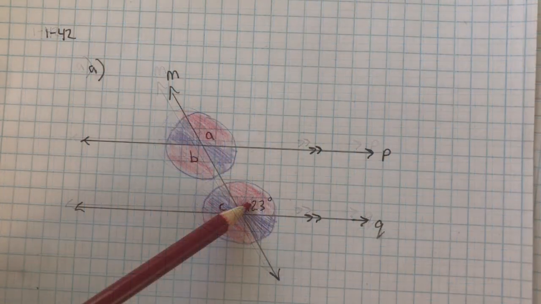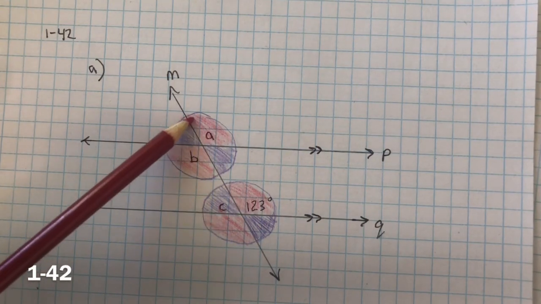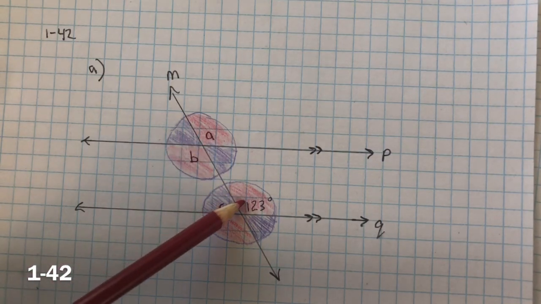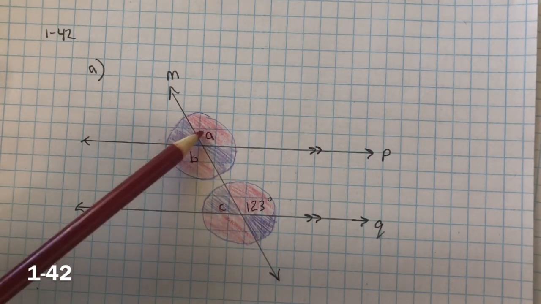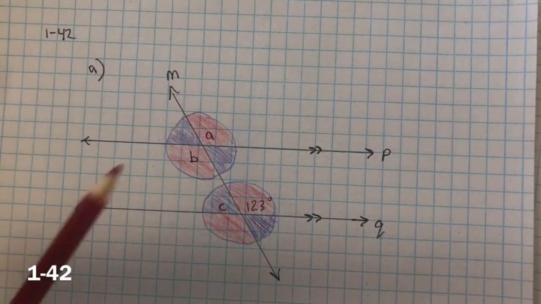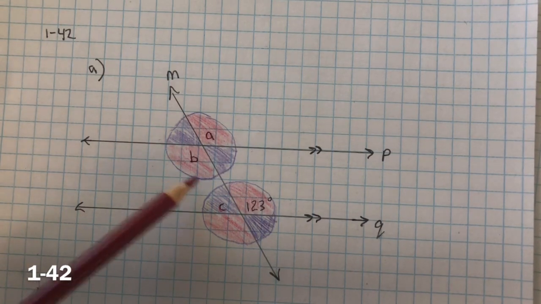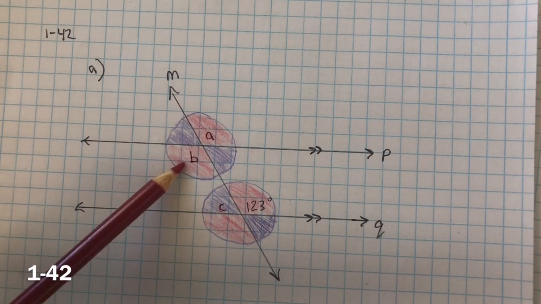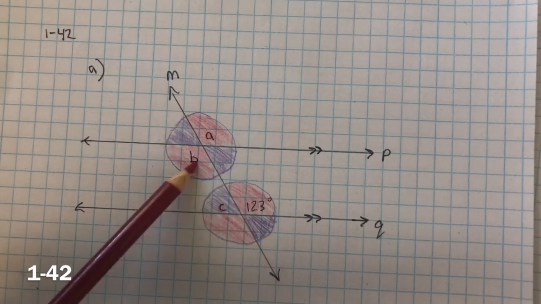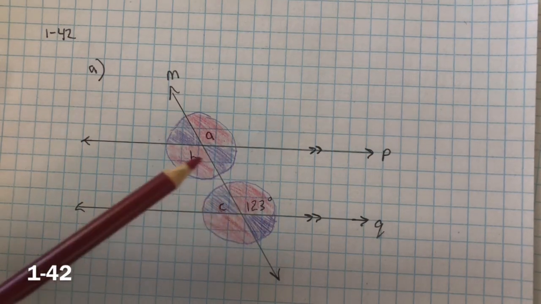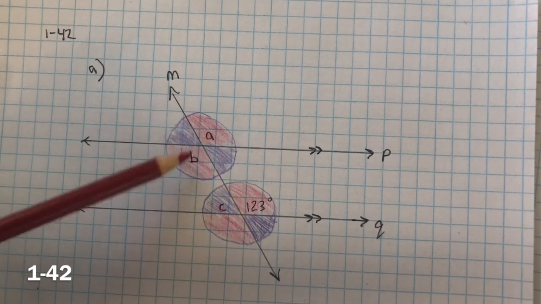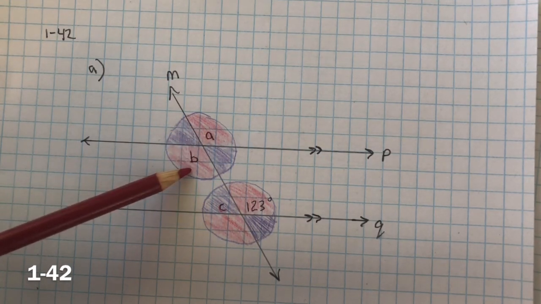For A, the measure of angle A, we know it's 123 degrees because they're corresponding angles, and you can see that they're the same color. For angle B, you also know that it's 123 degrees. Same color, but mathematically, the reason is alternate interior angles are congruent. Or if you found A was 123 degrees, you know that vertical angles are congruent.